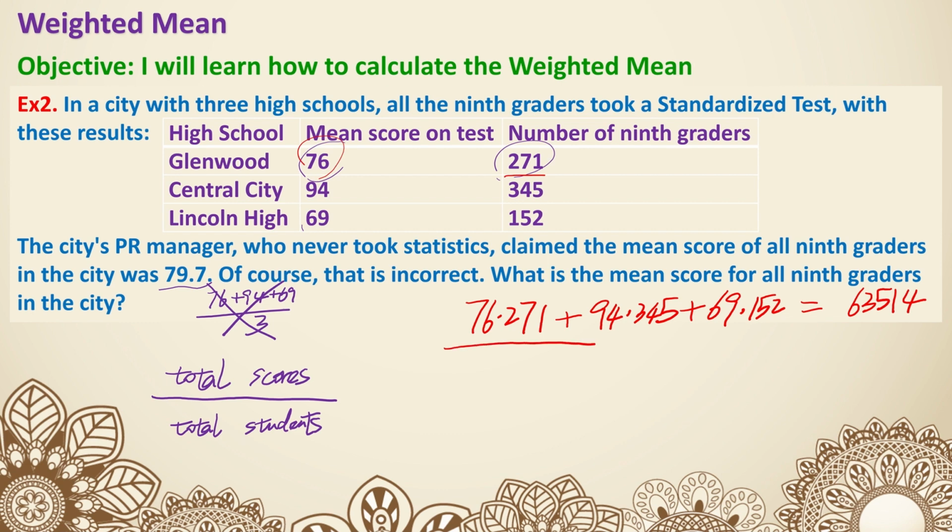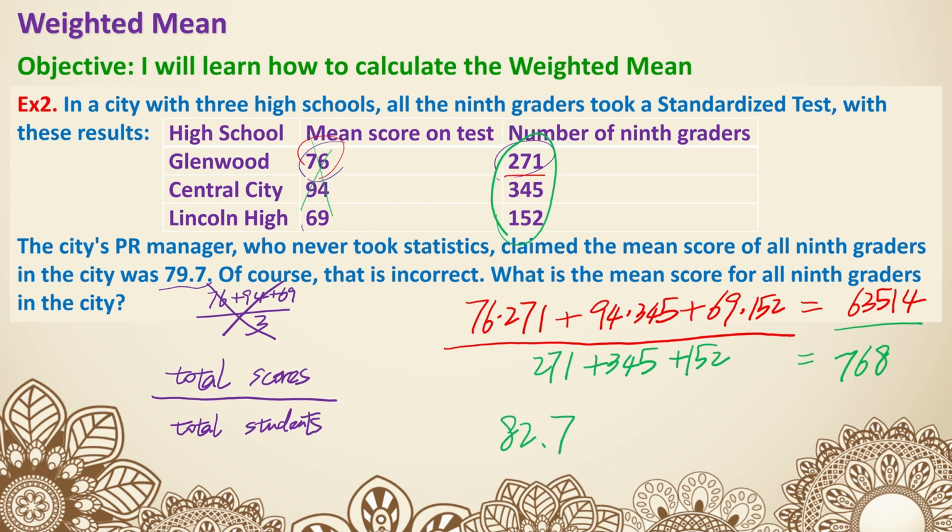So now, when we divide by the total number of students, we're just looking at the students. Again, it's not the total mean score. We're not looking at these. We're looking at the total number of students. So it's 271 plus 345 plus 152, which will make 768. And then we divide these two numbers. That is the actual mean score for all the students. So it's 82.70. So you see, it's not 76, not 94, not 69, not 79.7.